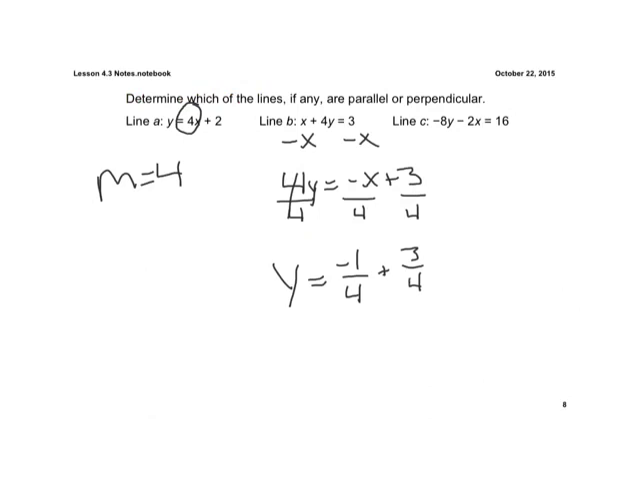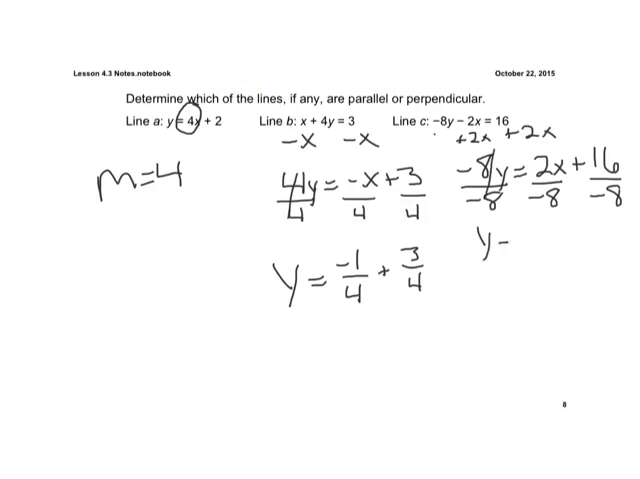Okay, and let's move to our line C. Let's make that into slope-intercept form as well. So let's go ahead and add our 2x. We're left with a negative 8y equals 2x plus 16. Divide everything by our negative 8, so those are gone. Y equals 2 over negative 8. We can simplify that to a negative 1/4 x minus 2. 16 divided by 8 is 2.